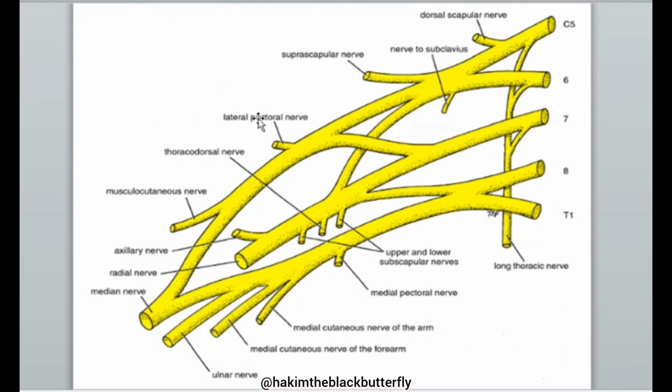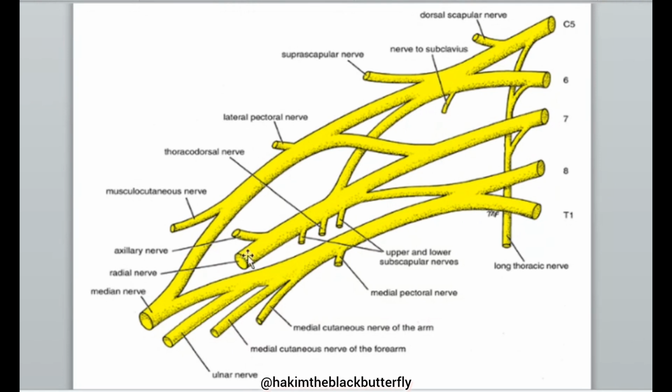Lateral pectoral nerve. This nerve is originating from the lateral cord and it's going to supply a muscle known as pectoralis major. Thoracodorsal nerve, branching from the posterior cord, is going to supply a muscle known as latissimus dorsi. These two nerves, known as the upper and lower subscapular nerves, are going to supply a muscle known as the subscapularis. And we are going to be looking at those muscles.